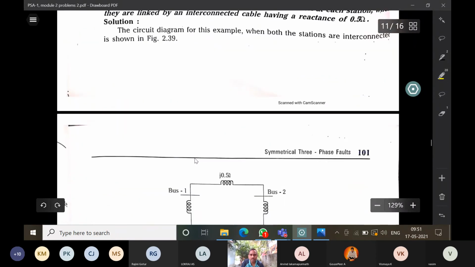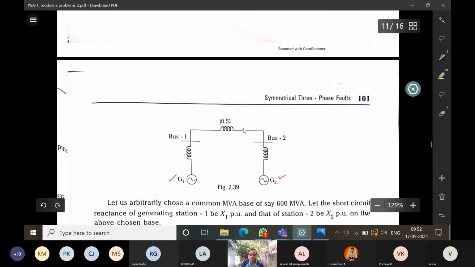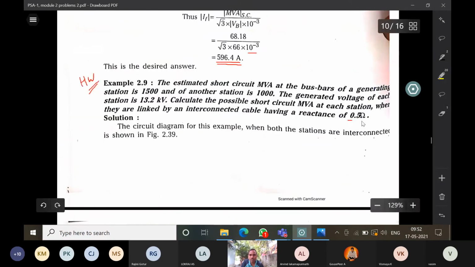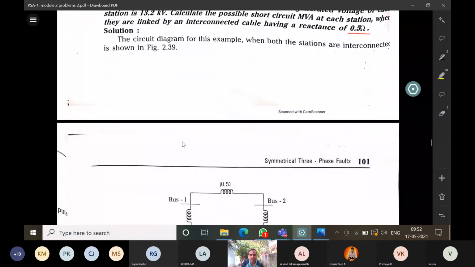Okay, so very simple. This generator 1 is there, generator 2 is there, the reactances, and this is the bus, and in between these two 0.5 ohm reactance is there. So calculate the reactance. The short circuit MVA for the bus bar of generating station 1 is 1500, and another station is 1000.